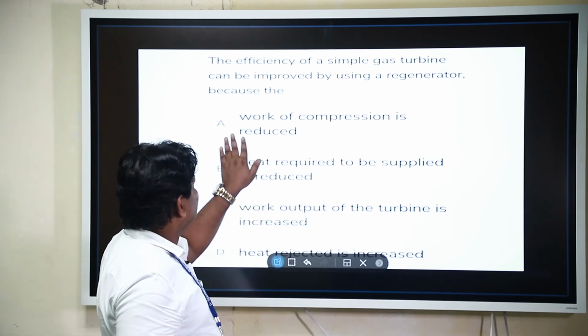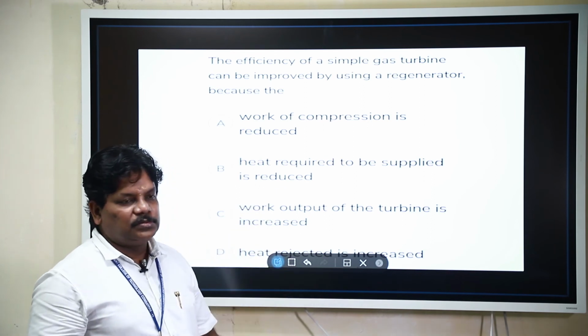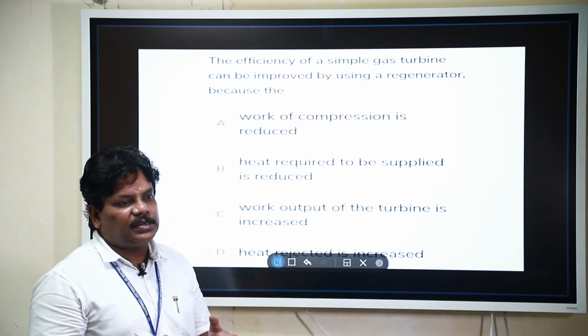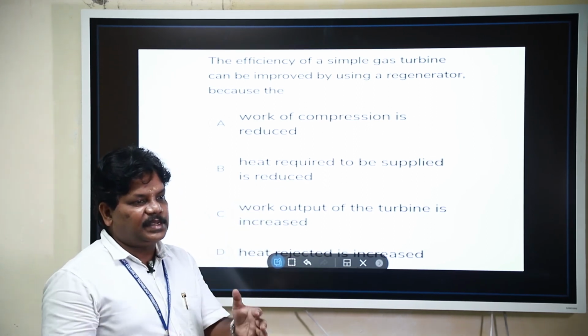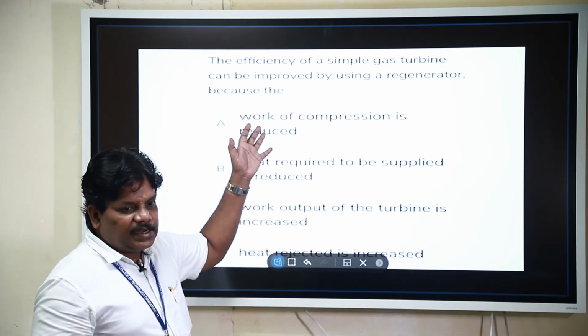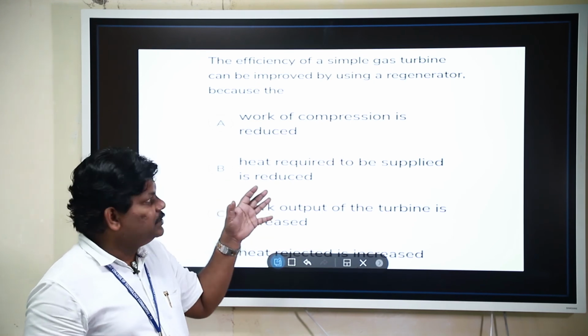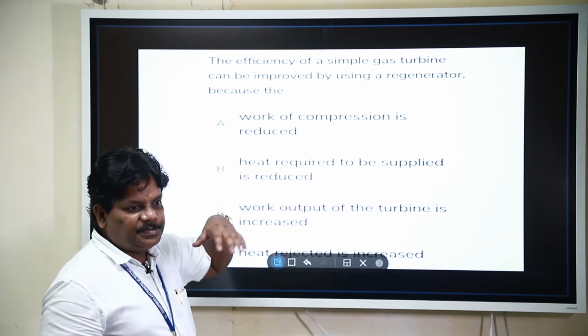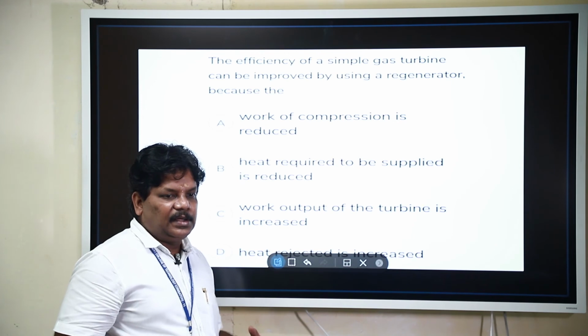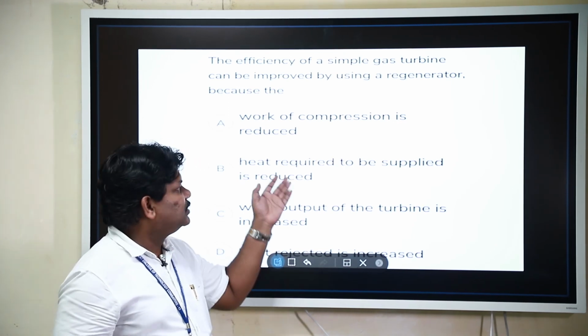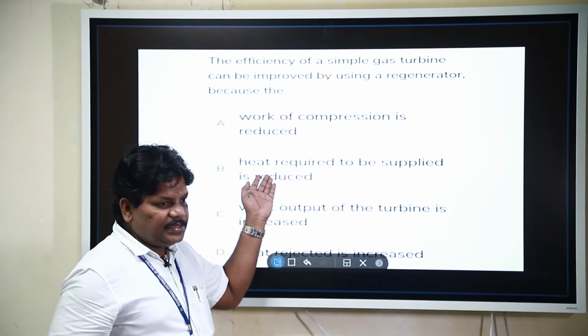There is no need for any explanation, because you have to study the theoretical part or the principles that are behind this regenerator and reheater. All these were given to you already. So when you know the principles behind what is the use of regenerator, what is the use of reheater, you can easily find the answer.